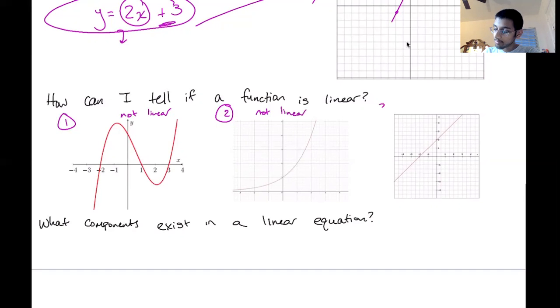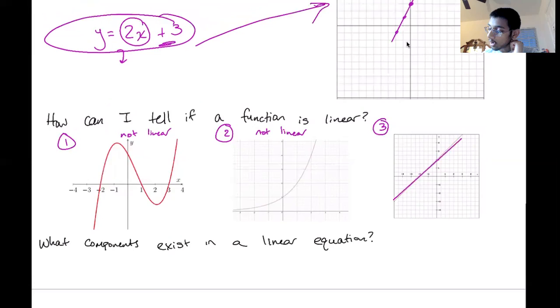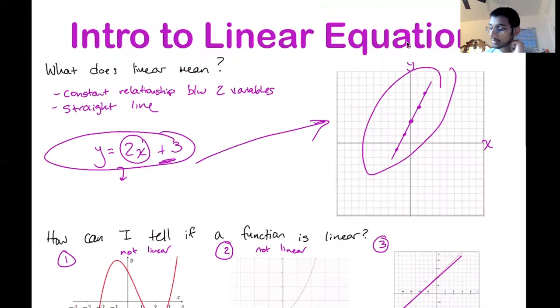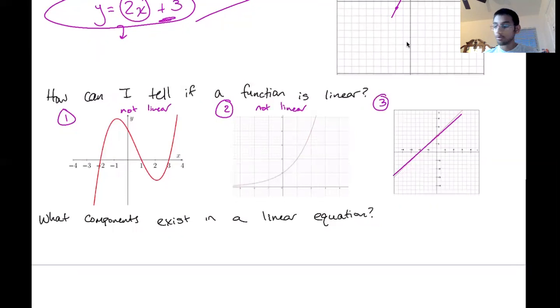Let's look at number three. Is number three a linear graph? Yes, it is, because it's a straight line. We see a straight line just like the graph I did right here. This was a straight line, and we're doing the same exact principle for this one. So we can therefore conclude that this one is linear.